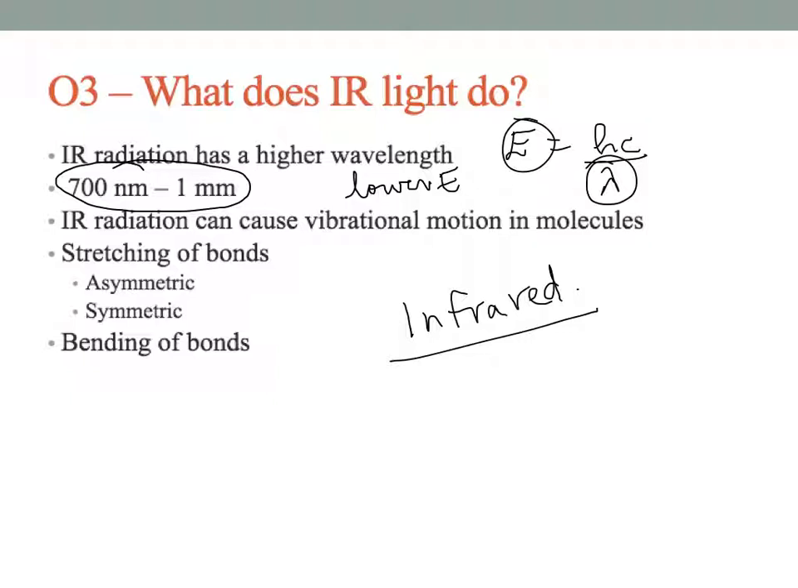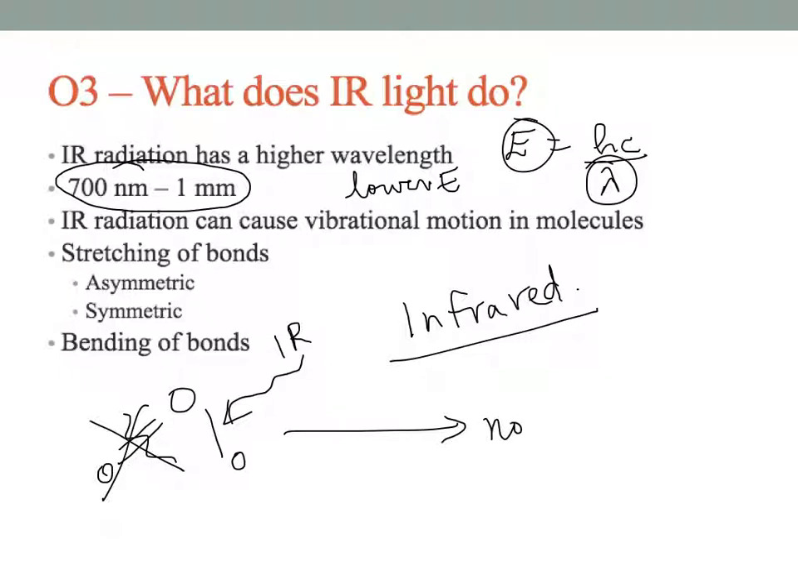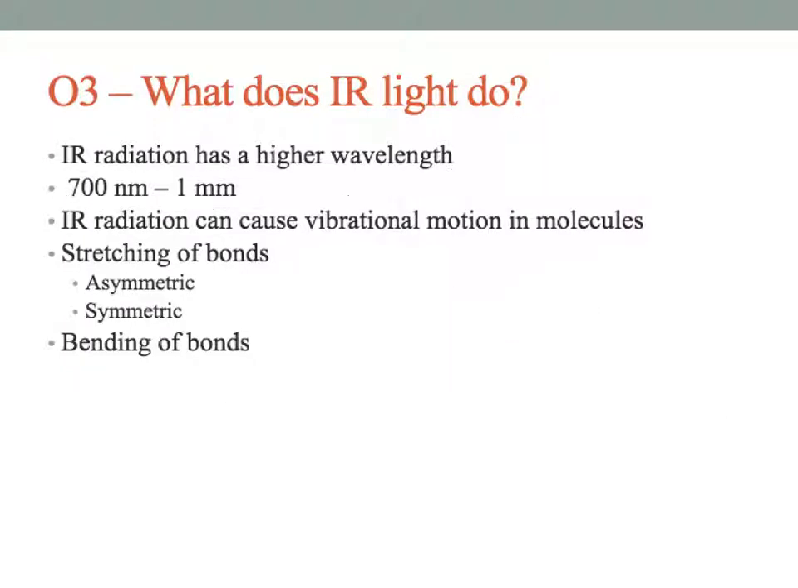And what can IR radiation do to ozone? So we have a molecule of ozone. Now the IR radiation is coming through. What is the effect of this on the ozone? It cannot break bonds. This cannot happen. So no breaking bonds. On the other hand, what can happen is you can have what is known as vibrational motion.